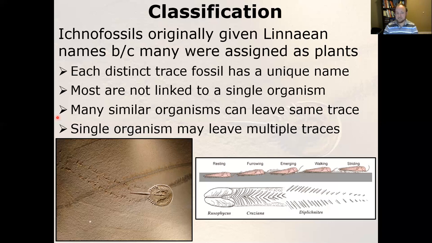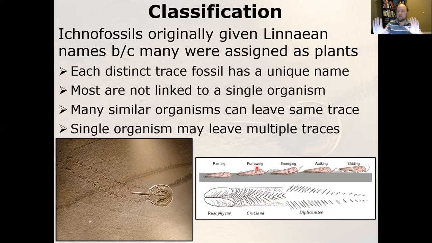Another thing that's a little bit interesting is that one individual organism might be capable of leaving multiple traces. So if a trilobite is just resting on the seafloor, it makes this depression, this drop down in the mud, and that's called Rusophycus. If they're burrowing or furrowing down into the mud a little bit to feed on particles in the mud, where they're actually digging a little trough, it's called Cruziana.